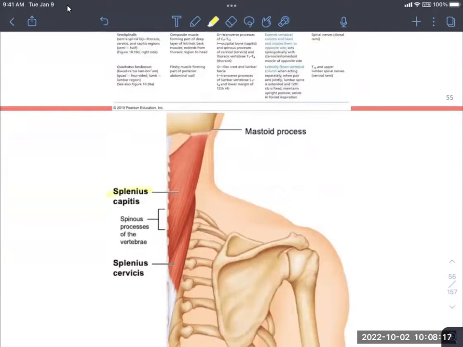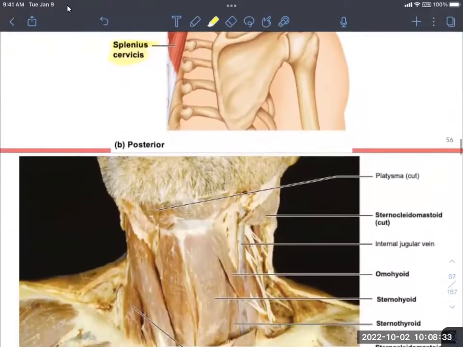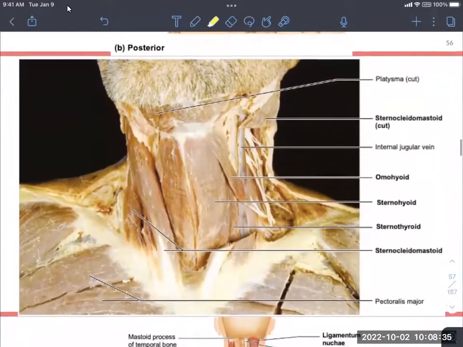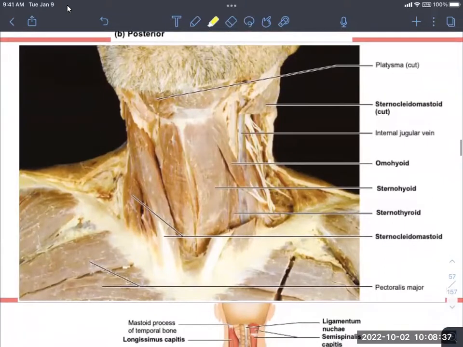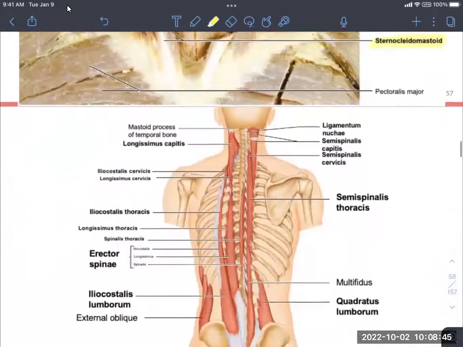Splenius capitis. We'll go through that as soon as we find it on the chart. We need splenius. We have splenius capitis. We have splenius cervicis. These are muscles of the neck. Let's look. This is the anterior, so that's the sternocleidomastoid. The rest of those we don't need.